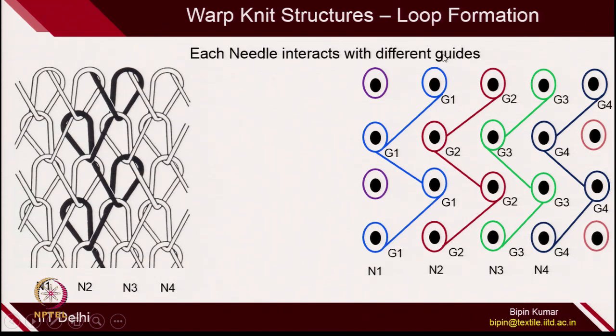So, each needle actually interacts with different guides in different courses, and this is how the fabric is getting formed. To express this fabric, you also need to understand how many guides will be interacting with each individual needle and how many needles will be interacted with by each guide. These two observations you have to follow very carefully.